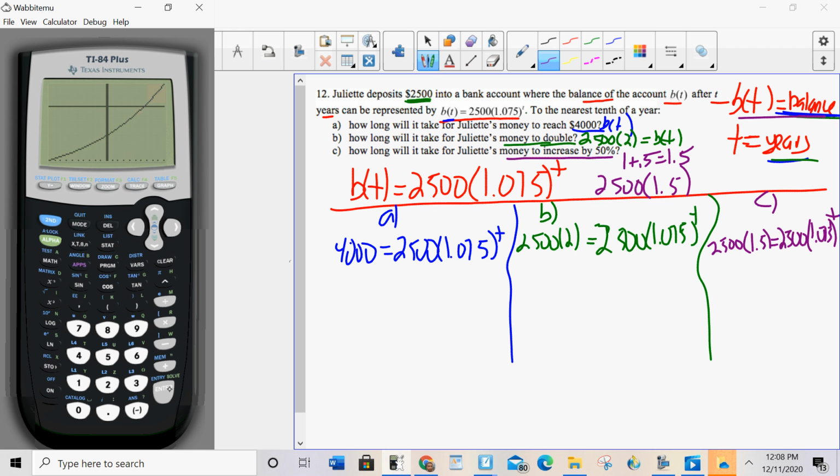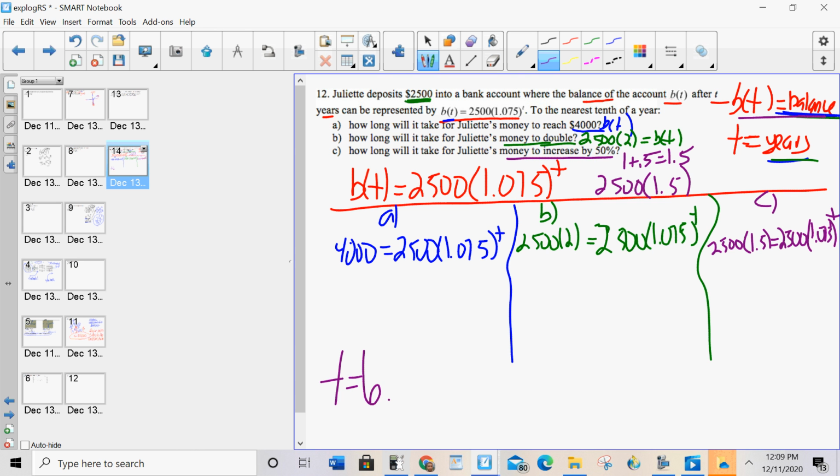Now that I see the intersection point, I hit second trace, option 5, intersect. My little spider comes up. I use the right arrow button to move it over to the intersection point. Enter, enter, enter. The x value is what I'm looking for. It says to the nearest tenth of a year, so that would be 6.5. And as far as the work you're showing for that, y1, y2, intersect.